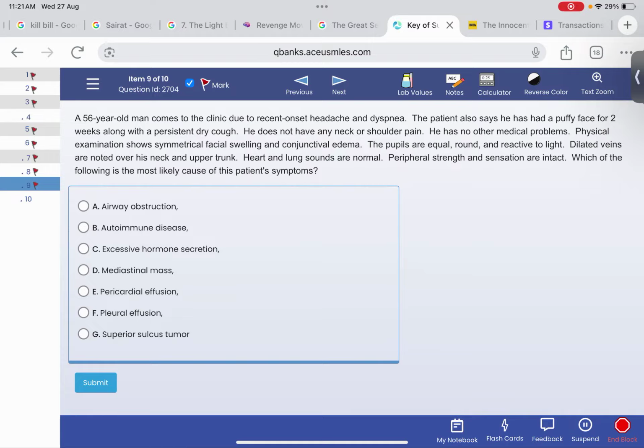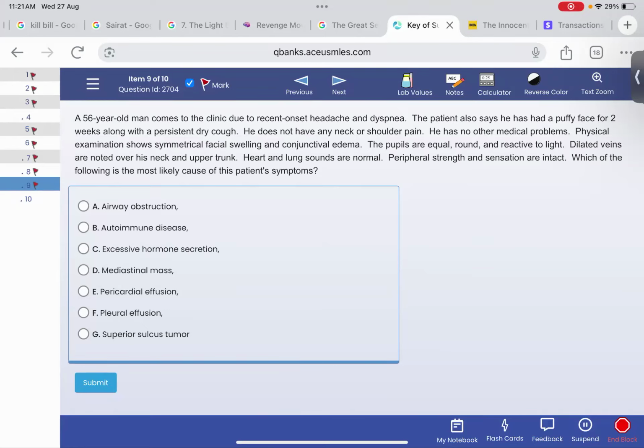Is that the superior vena cava syndrome? Perfect. So how do you differentiate it from the superior sulcus tumor? The superior sulcus tumor has neurological symptoms, unilateral. Here the dilated veins are noted over the neck and upper trunk, but in the previous scenario there was nothing with the edema and the veins. Yeah, dilated veins were not there in that scenario. That's the point.